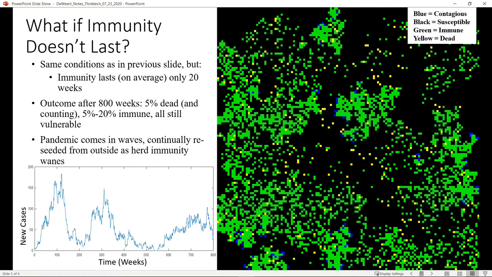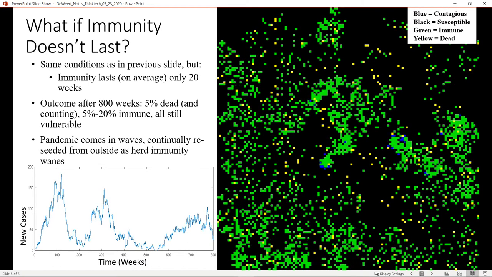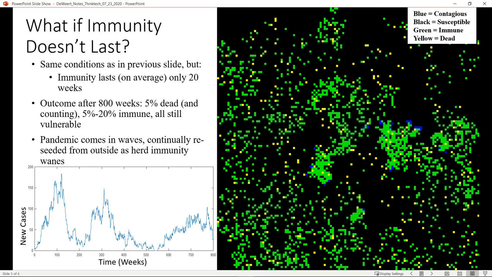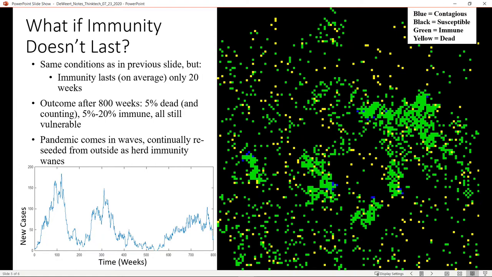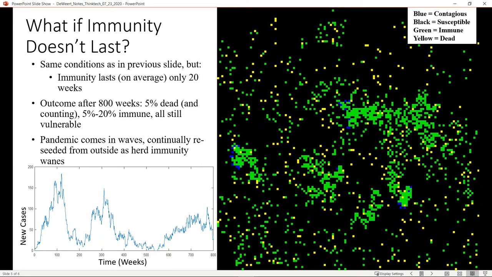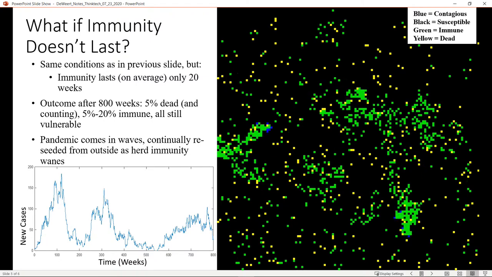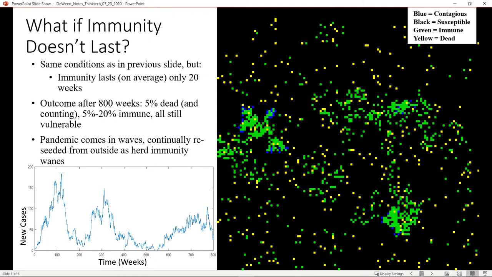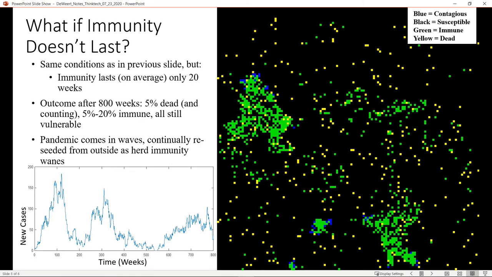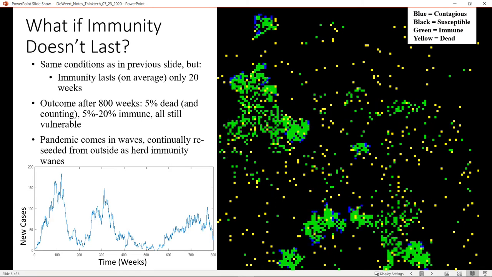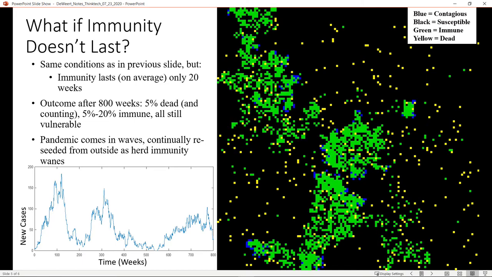But you end up with 5 to 20% immune, depending on where you are in the cycle. And it just goes in waves. The blue curve at the lower left shows a huge spike, just like the first couple of years of the normal infection where everybody gets permanently immune, then it dies down. And after a couple of years there's another huge spike, then it dies down. And it's sort of unpredictable. Well, it's predictable in a general sense, but these spikes don't get smaller in area.